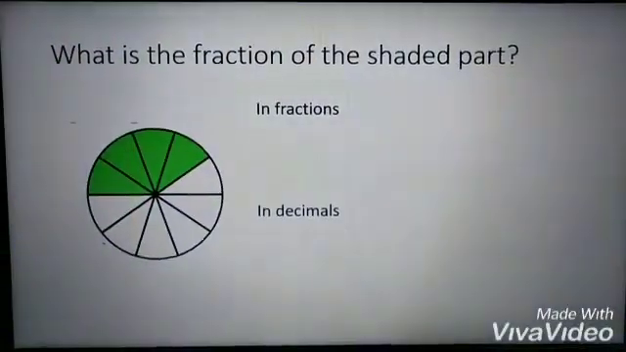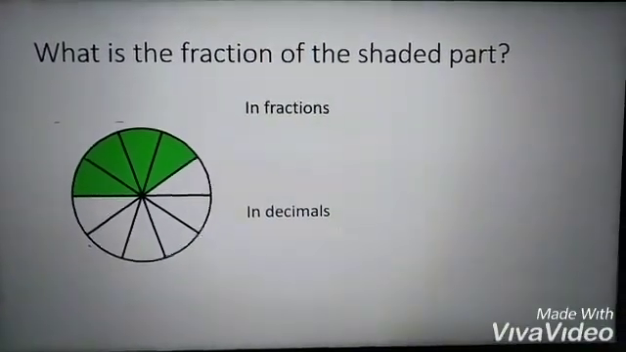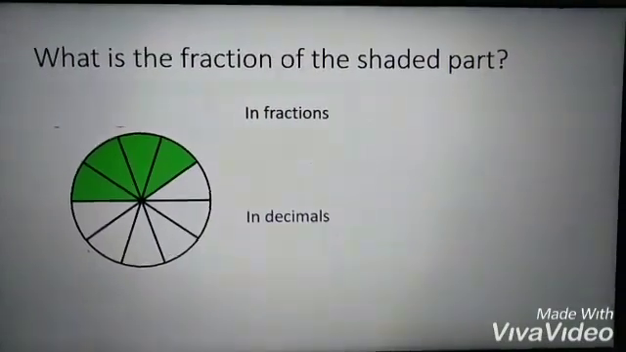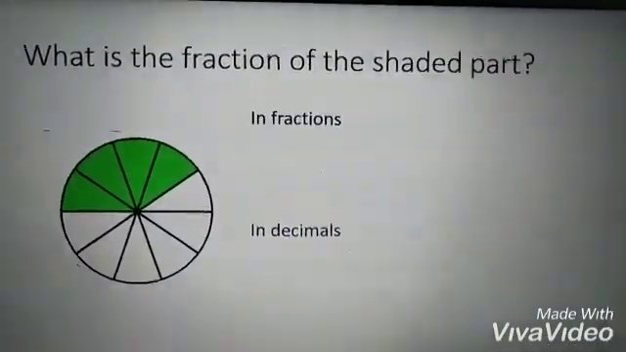And we can read this number from left to right. 0.7. 0 for the unit or the ones place, point for the decimal point, and 7 for the tenths place. Here is one more example, and in this example, you have to write the fraction of the shaded part in fractions and in decimals.